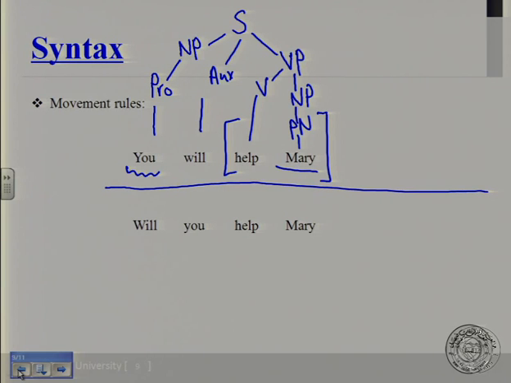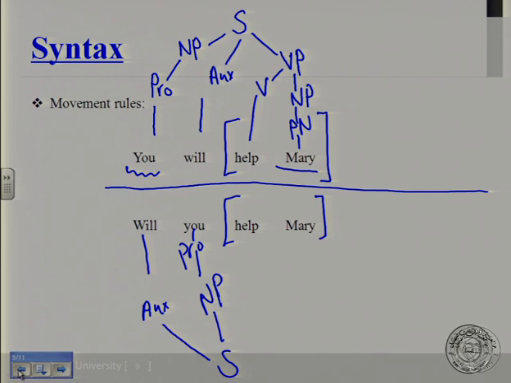Let us see now the second example of the same sentence, but here I shifted the place of the pronoun with the verb "will." Now this is a sentence. First of all, we have here the auxiliary verb, and of course we have the noun phrase, which is considered as pro, that is "you." And here we have this part, which is called a verb phrase, and this verb phrase is divided into a verb and a noun phrase. This noun phrase consists of a proper noun, that is Mary. So as you see, this is according to movement rules.